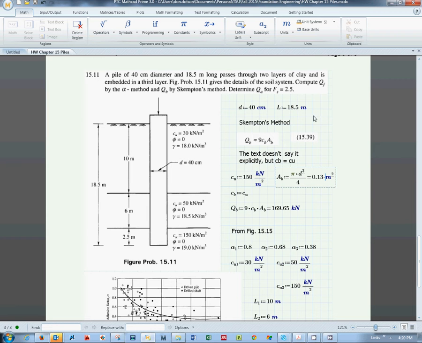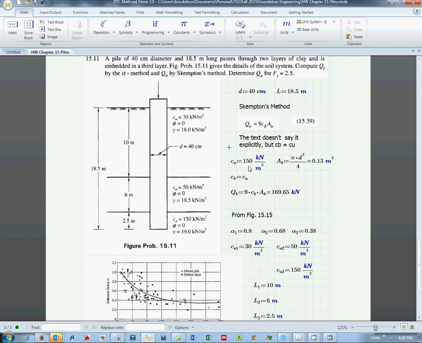So L is 18.5. Skempton's method says Q sub B is 9, basically, N sub Q is 9 for a friction value of 0. That's where that comes from. Times C sub B times A sub B, where A sub B is the area of the base of the pile. And the text doesn't say this, but basically C sub B is the same as the undrained cohesion of the soil.